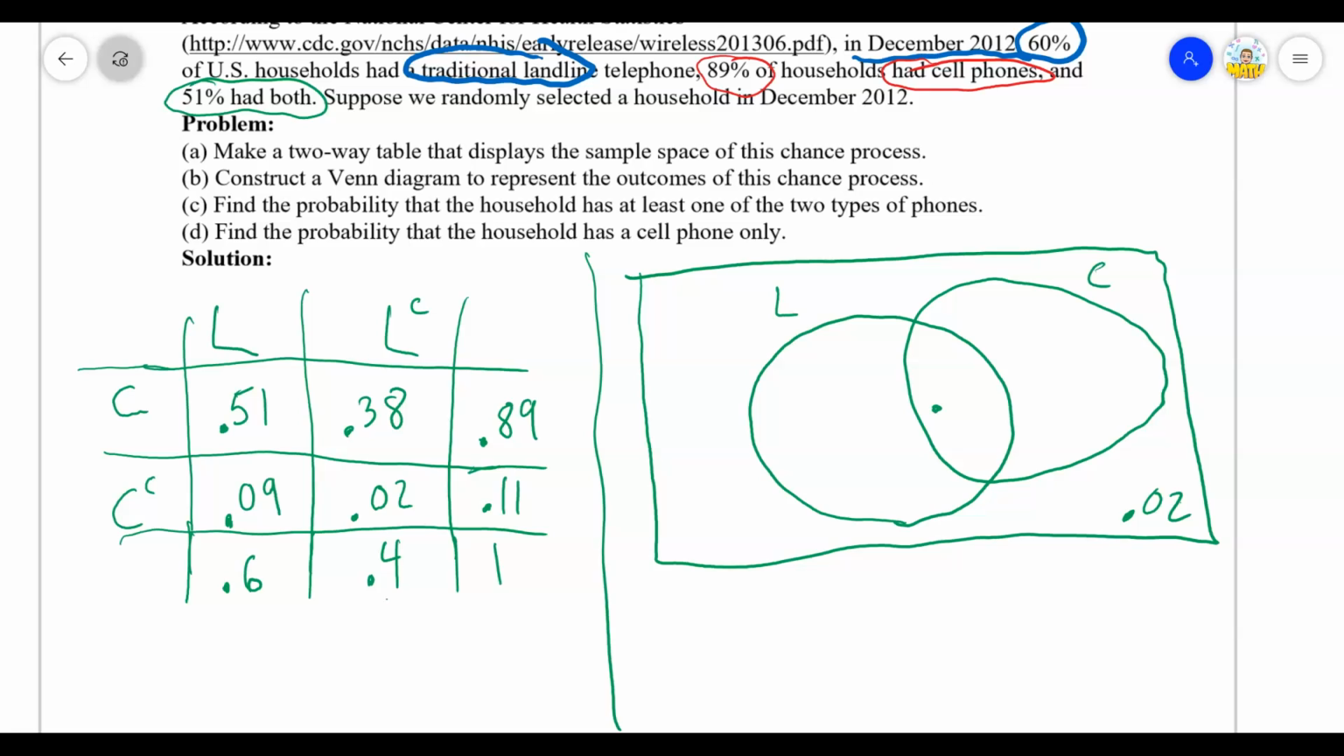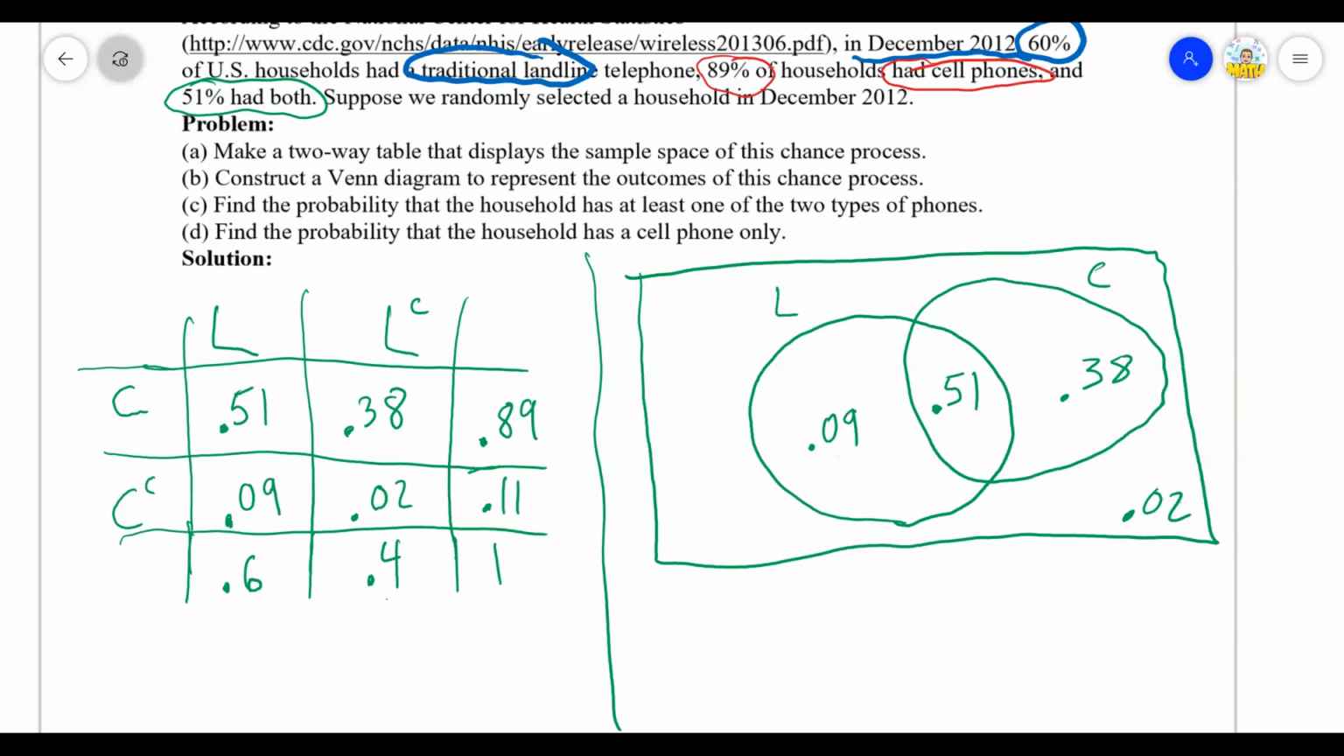And like I said before, I like to start with the fact of the people that have both. This way, I don't want to do something like this. I'll have people go and they'll put 0.6 here, and that's wrong. Okay, the 0.6 is the whole circle. This whole L circle is 0.6, which means this over here has to be 0.09. I need the 0.09 and the 0.51. That adds to 0.6. Okay, the 60% of folks that have landlines. The cell phone circle has to add to 89. So that's how I know this would be 0.38.